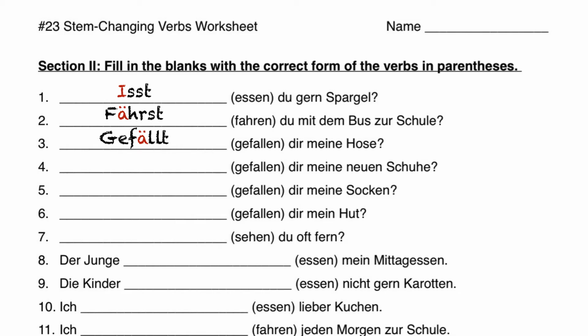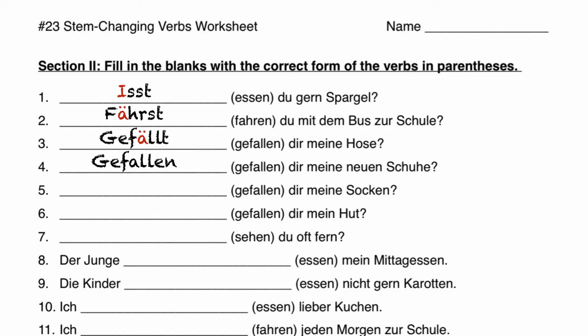Nummer 4. Dir meine neuen Schuhe. Here we have the same thing. Dir is the dative case, which means that the other thing is the subject. Meine Schuhe is the subject, which is also a plural noun, and so we have to use here the plural form: Gefallen dir meine neuen Schuhe? Do you like my new shoes?